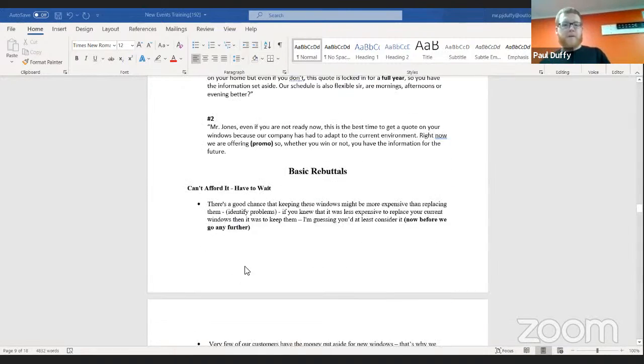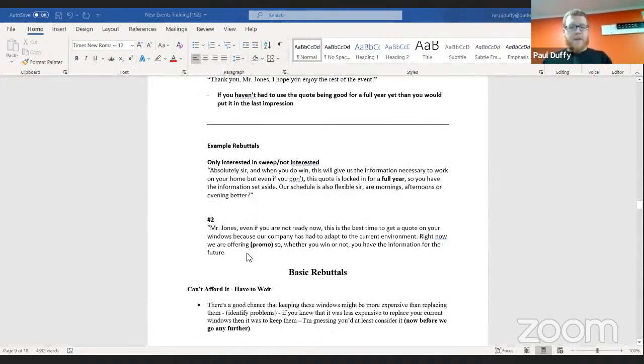The first rebuttal here, these two rebuttals here are events rebuttals. Okay. The first one says only interested in sweep or not interested. They're only going to hear only interested in sweepstakes so much. It will manifest itself in, look, I'll just sign up for your contest, or look, I'm probably not going to be interested. Just set me up for your contest. Okay. Something like that. That would be absolutely certain.